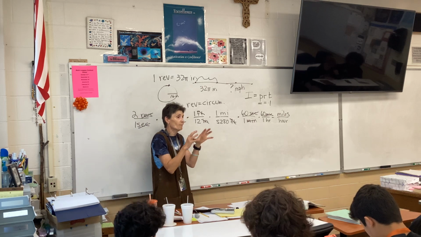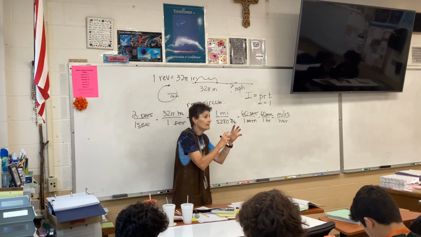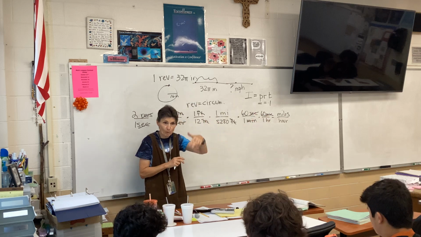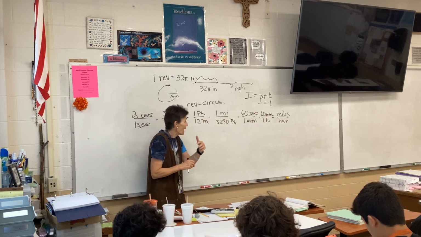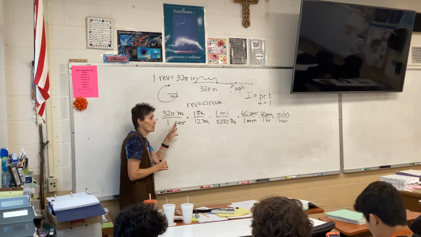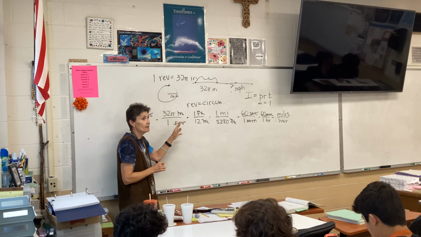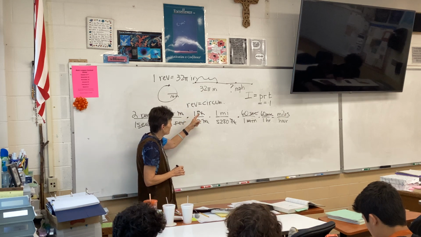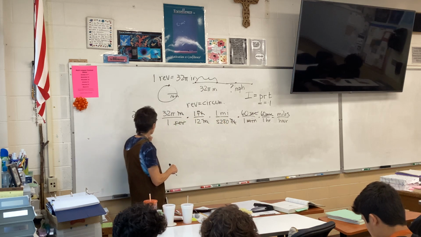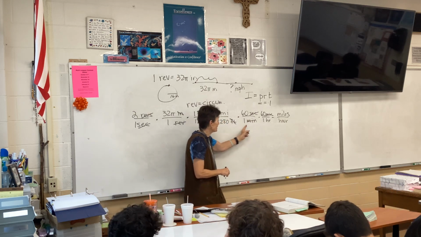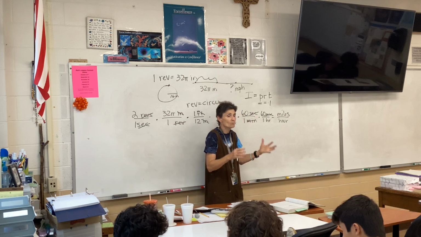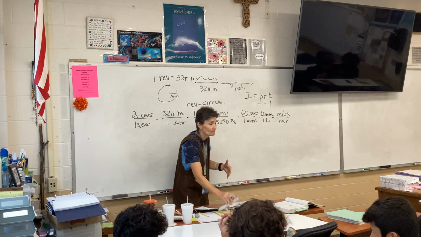You set your problem up so that you end up with the units you want. You want miles per hour. So I had to change, first of all, this is the big one right here, I had to change revolutions into a distance. Then I changed inches into feet and feet into miles. Then I changed seconds into minutes and minutes into hours. And I ended up with what I wanted. So now I can go to my calculator.